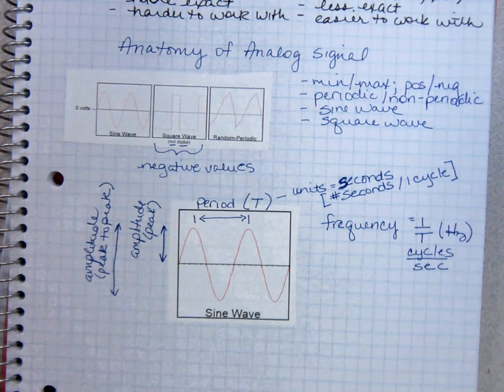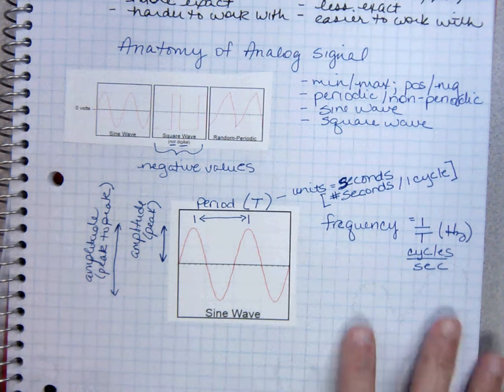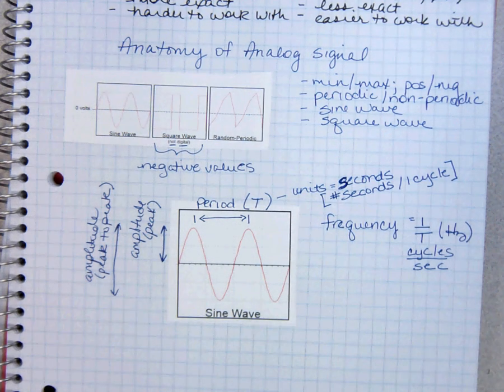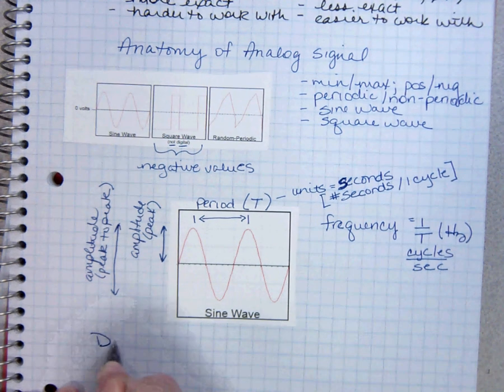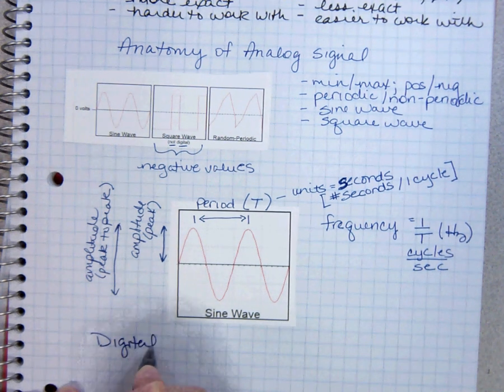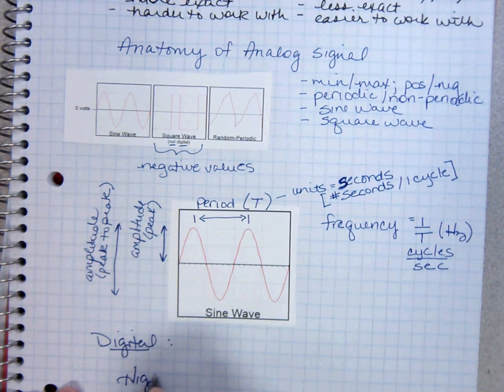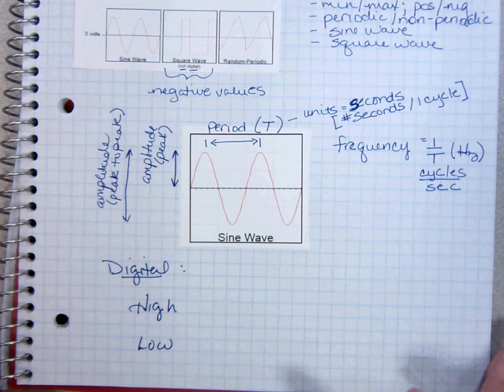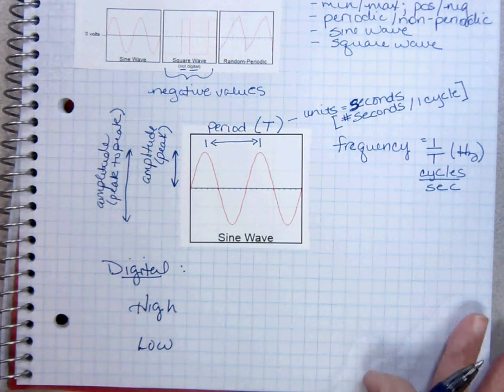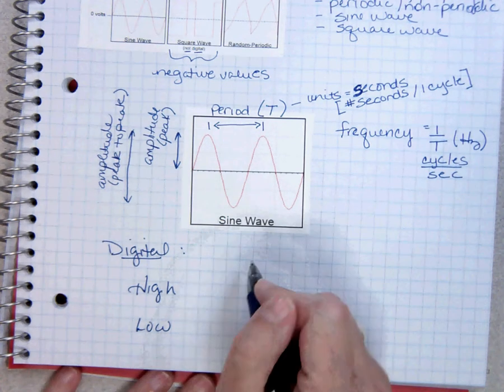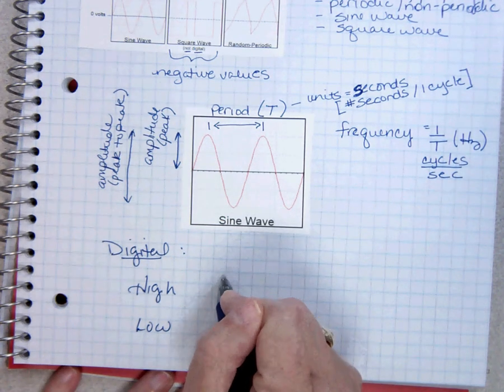Okay, so digital signals. Digital signals, and I think you've already sort of seen this as we've gone through. Digital signals have a high or a low, and that's what we meant before by discrete signals. There's a high and a low. And that high and low can be described in multiple ways.